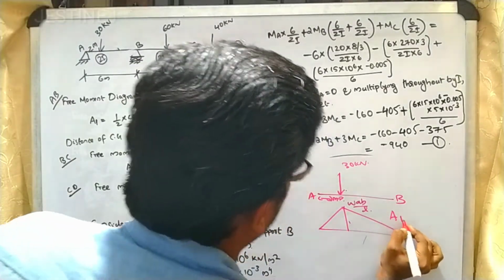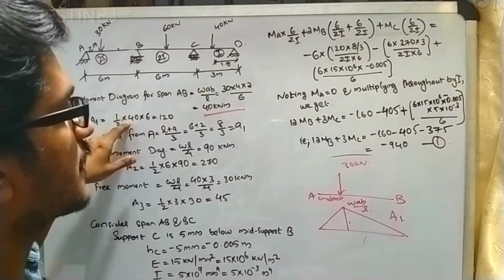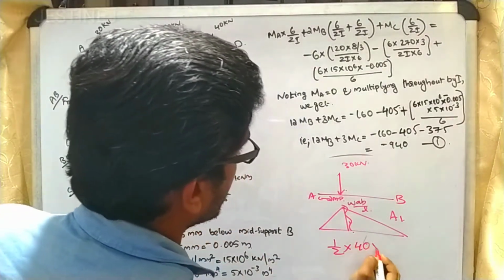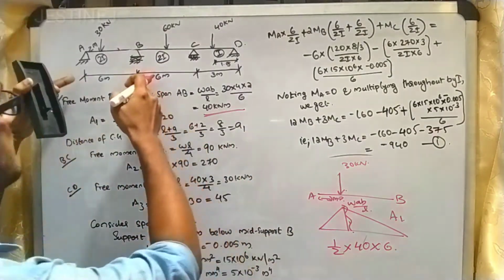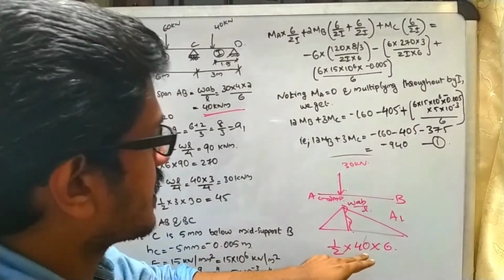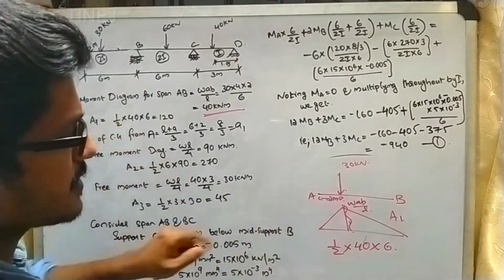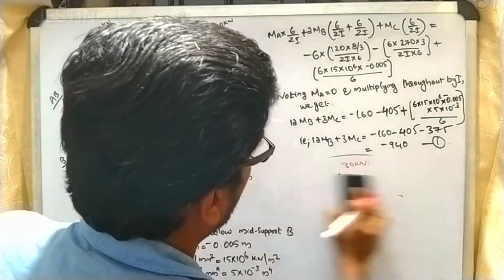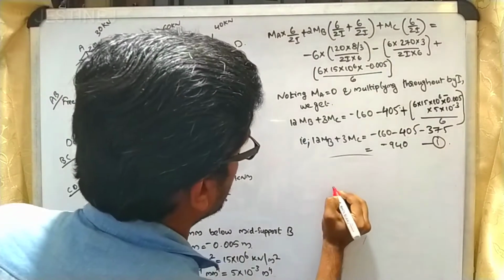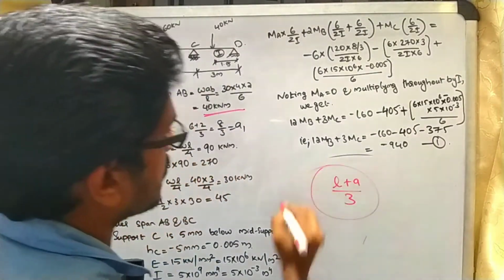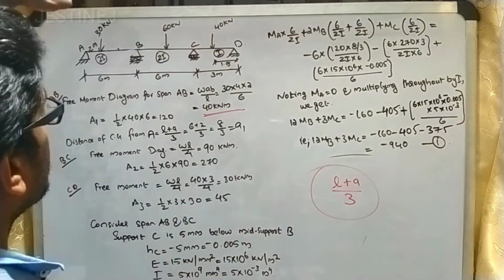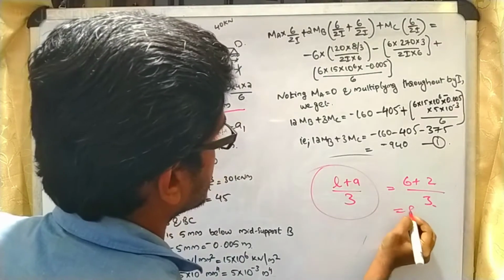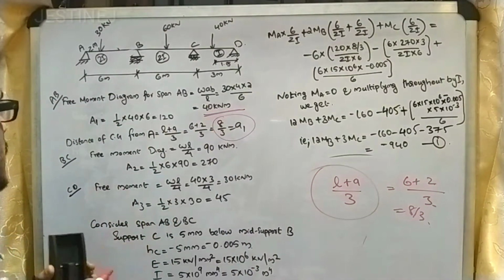Then our next intention is to find the area. This area can be calculated as half multiplied by the ordinate, that is 40, multiplied by the span length, that is 6 given for the AB span. So A1 you can easily calculate. Then about the center of gravity distance, you have to take it from the left support, support A. The general equation is L plus A by 3, which we already discussed in the previous case. Here L is 6 and A is 2, so you will get 8 by 3. This is regarding the AB portion.